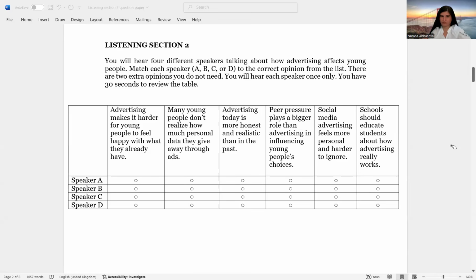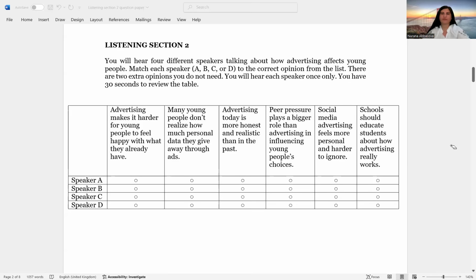Speaker 4. You see, I think advertising has changed over time. It used to be all about unrealistic beauty standards or fake promises. Now brands try to be more authentic. They show diverse models and focus on mental health or environmental values. Of course, it's still marketing, but I feel it's more balanced today. Young people are smart, they can often tell when something's fake. So brands have had to adapt and be more honest in how they present things.